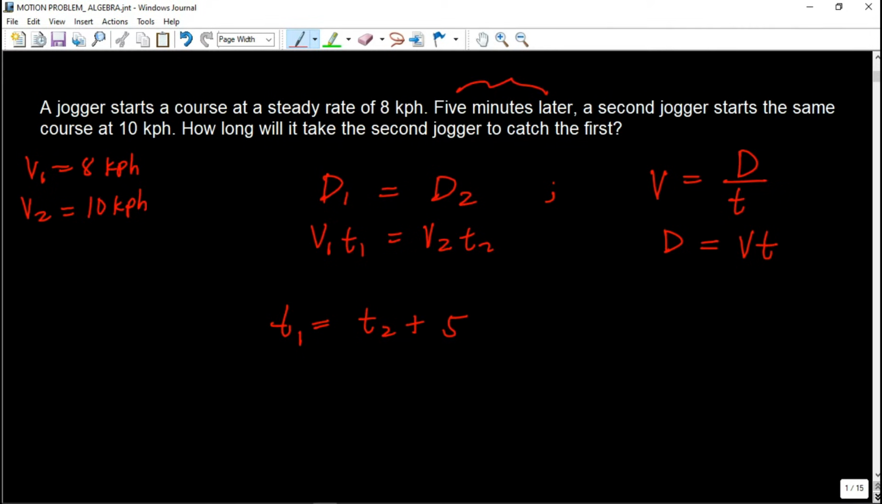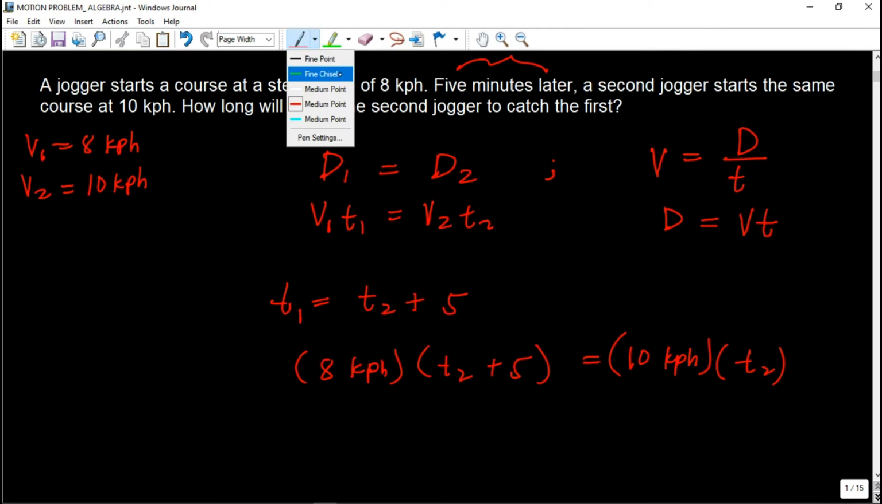So we just substitute these values in the problem and solve for T sub 2, the time it takes for the second jogger to catch the first jogger. V1 is 8 kph, so that is 8 kilometers per hour times T1, which is T2 plus 5. The unit here, guys, is minutes. So T sub 2 plus 5 is T1, equals V sub 2, which is 10 kilometers per hour, times T sub 2. So we solve for T sub 2.